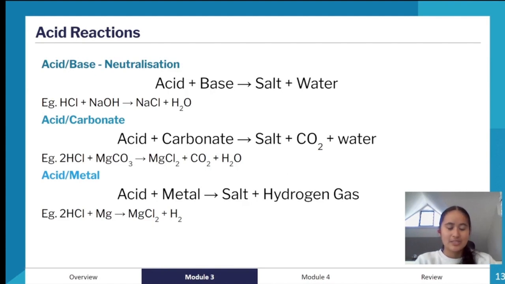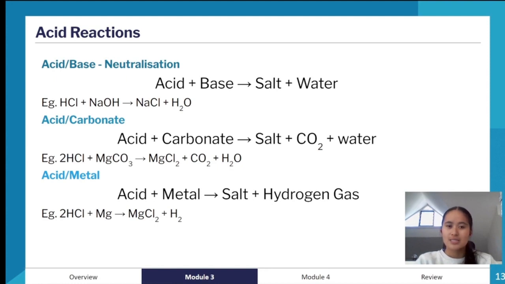And acid reactions. So again, acid-base reactions and acid reactions are very important in Year 12. You do a whole topic on acid bases and their reactions. So it's very worth paying attention here. So basically you have three main acid reactions that you're expected to know in Module 3, and the first one is acid-base, also known as neutralization.